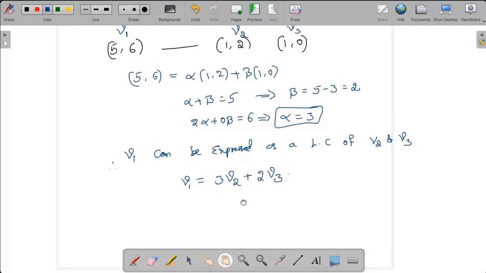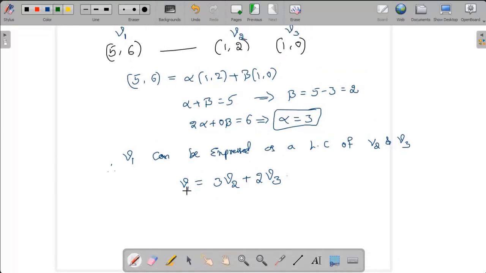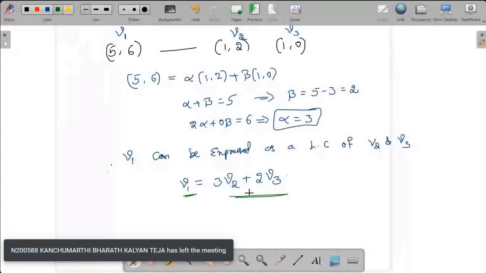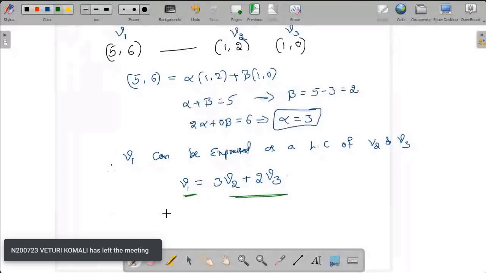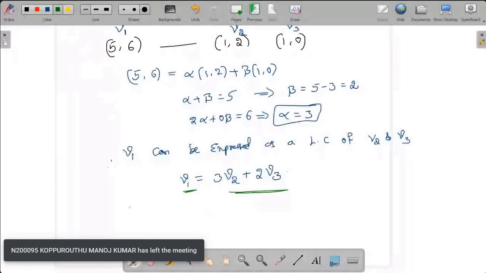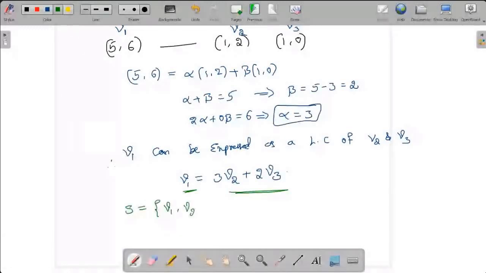In other words, V1 depends on these two. What I mean is, V1 can be expressed in terms of those two elements. How can you express it? You can express it as a linear combination. That is why this dependence we call linear dependence. Now I'm going to say that if you take this set S equal to V1, V2, V3, we say this set is linearly dependent.